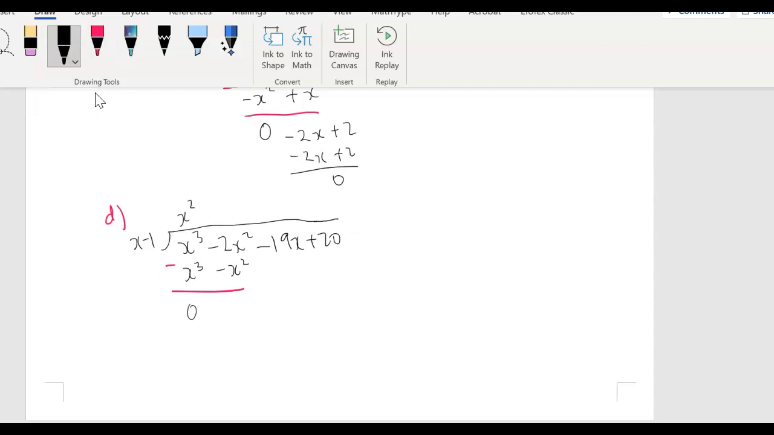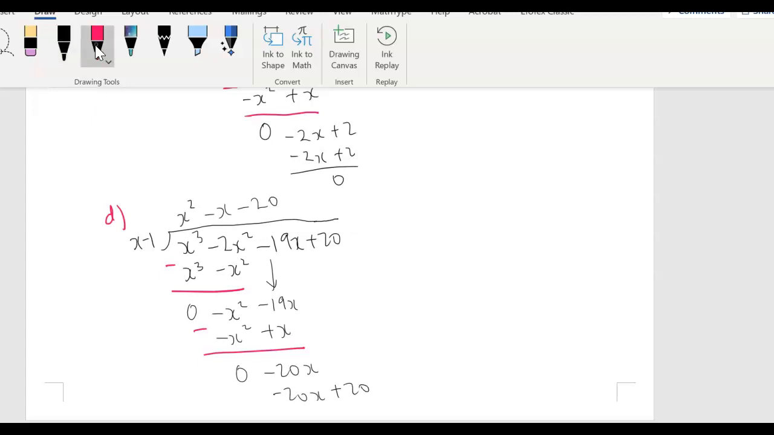That's 0, and minus 2x squared plus x squared is minus x squared. Now divide that through again. Negative x times x is negative x squared. Negative x times negative 1 is plus x. So bring down that 19x and then we're going to subtract. So it's going to be 0, negative 19 minus 1x is negative 20x. And then we start the whole process again. So minus 20 up there, negative 20x plus 20.